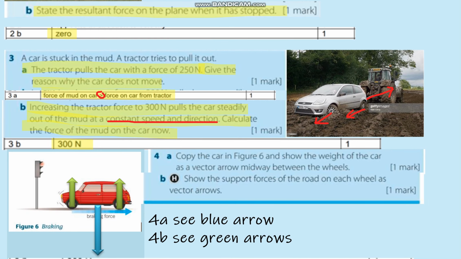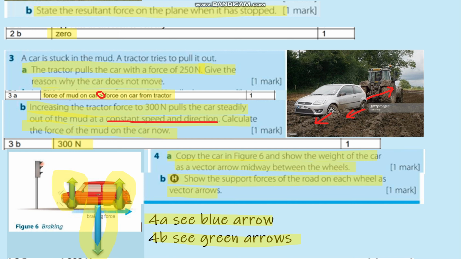Question 4a. Copy the car in figure 6 and show the weight of the car as a vector arrow midway between the wheels. So I've put here 4a, the blue arrow, drawn midway between the wheels and pointing downwards. Very simple. Then show the support forces of the road on each wheel as vector arrows. I put these as green arrows. So we've got the two green arrows acting upwards from where the wheel makes contact with the road.